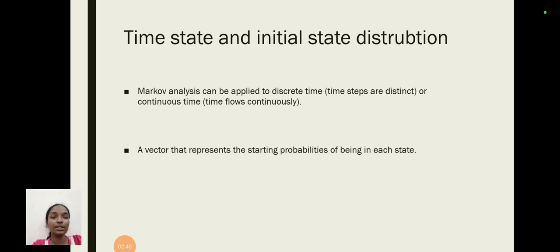Next, time state and initial state distribution. Markov analysis can be applied to discrete time, that is, in distinct steps, or continuous time, where time flows continuously. Initial state distribution is a vector that represents the starting probabilities of being in each state.